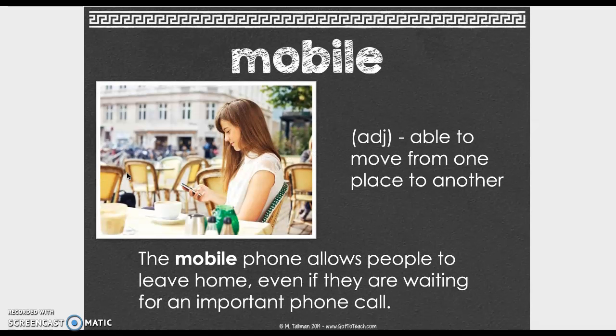The first word is mobile. It's an adjective. Mobile means able to move from one place to another. The mobile phone allows people to leave home even if they are waiting for an important phone call. Mobile. If you think about a cell phone, they used to be called mobile phones. You could move from one place to another talking on it.